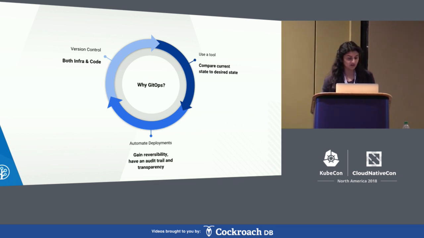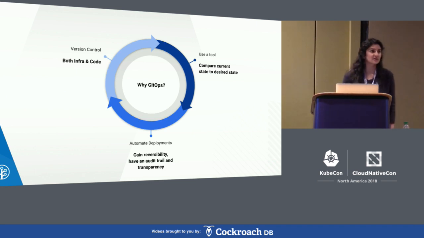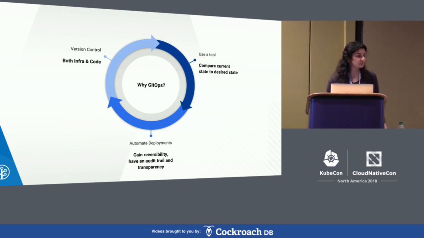By automating your deployments for cluster updates or for code versions, you gain, first of all, reversibility because rollbacks are now easier. You have the previous version in the source control somewhere. You get an audit trail, which is good because everything goes through PRs and you know who did what at what time. And most importantly, teams gain transparency because now there are no more obscure system level changes that only one person knows how to do.